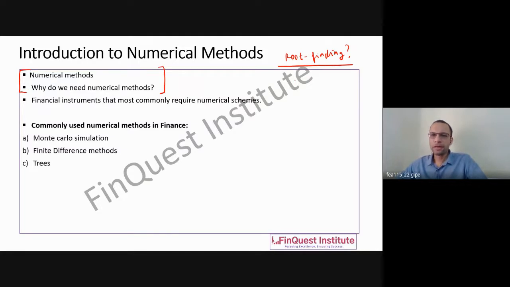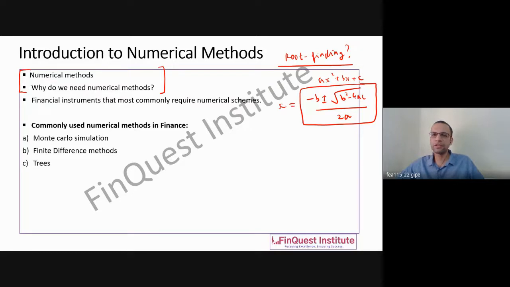So a very simple root finding exercise can be a simple equation: ax squared plus bx plus c. There we had a ready solution, isn't it? We had x equals minus b plus or minus root of b squared minus 4ac, divided by 2a. So this was a ready solution for this equation. Using this, we could get a value of x. We used to say x equals plus or minus something, so there used to be two roots for this equation. And this was a very simple root finding exercise.